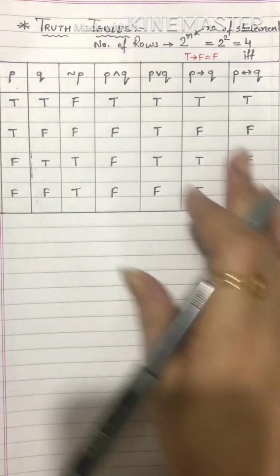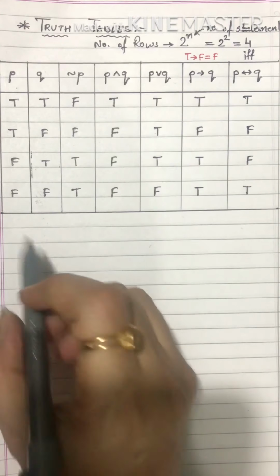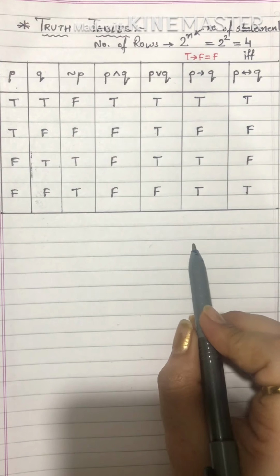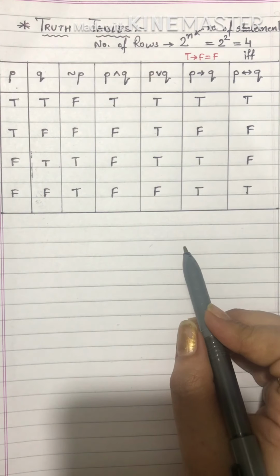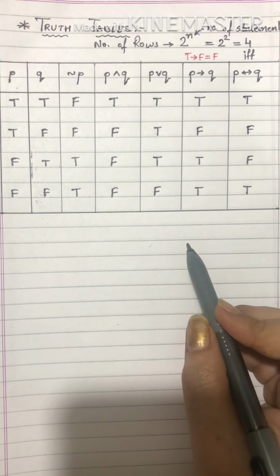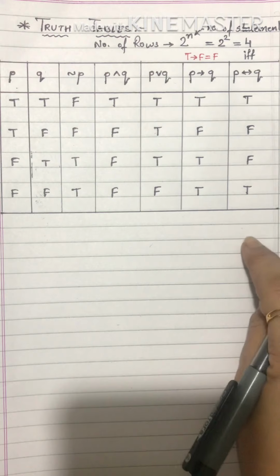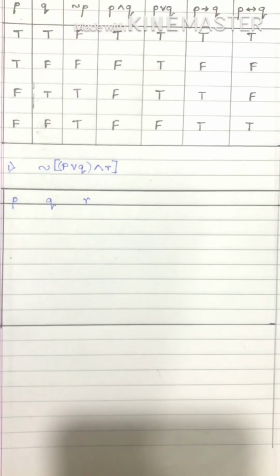So this is an overview of all the connectives. I have shown it in a single table. Please pause the video for a few seconds and write it down in your book, and then we will move towards solving the sums using these results of the truth table.